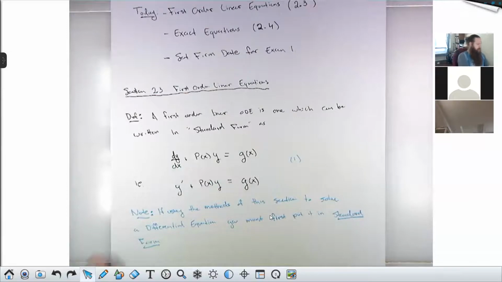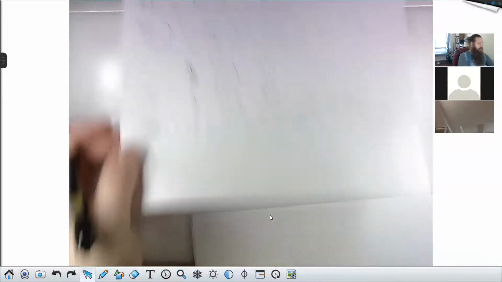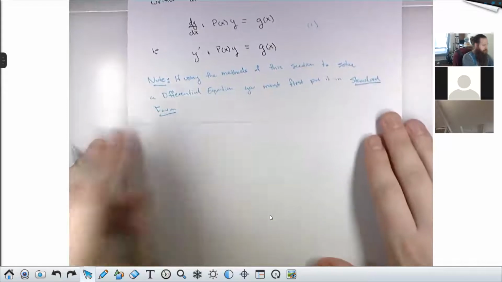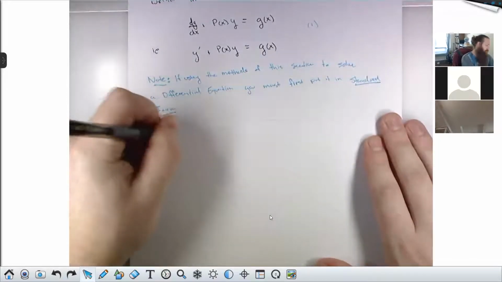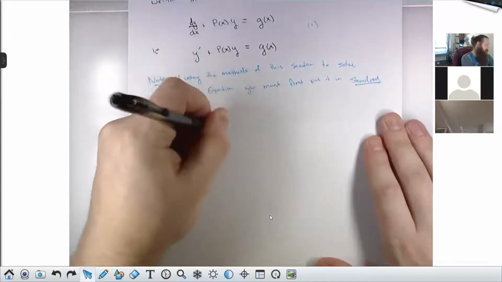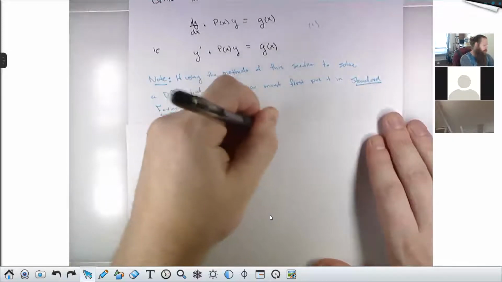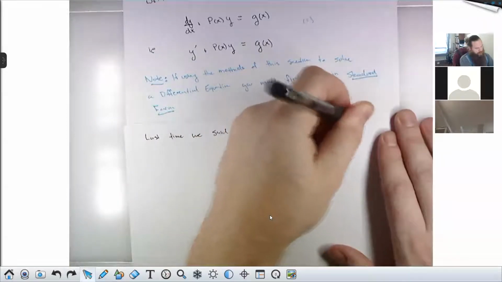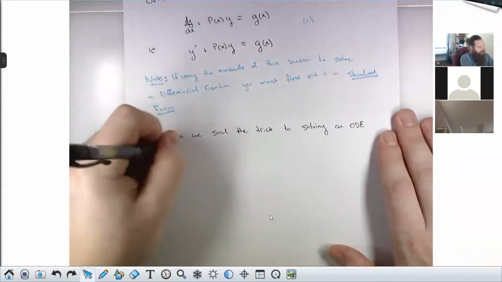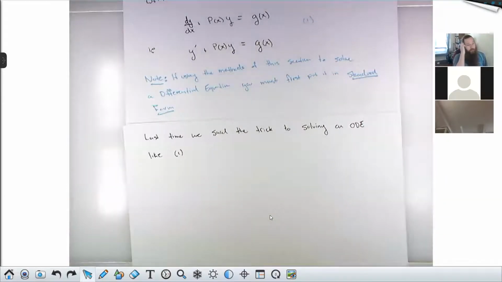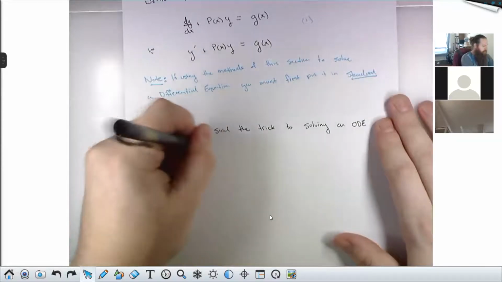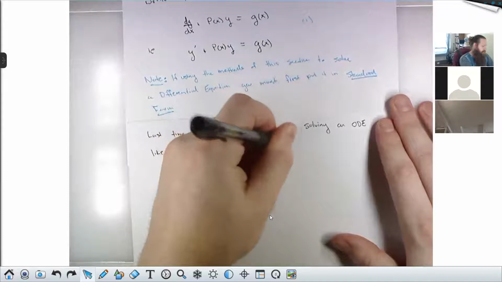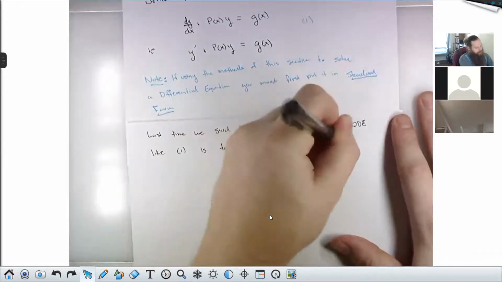Okay. Last time we said the trick to solving one ODE in the form of equation 1 up there is to multiply through by the integrating factor.